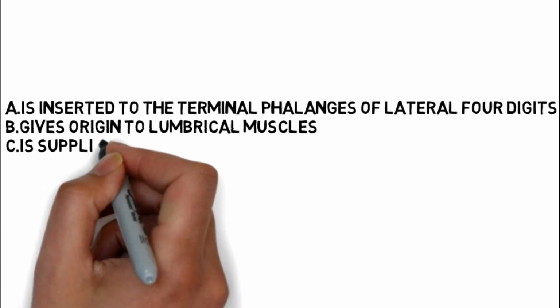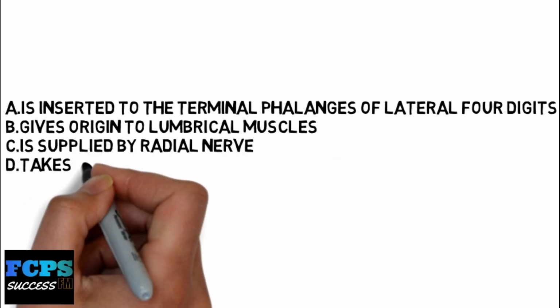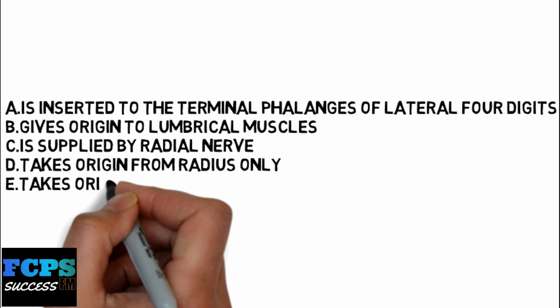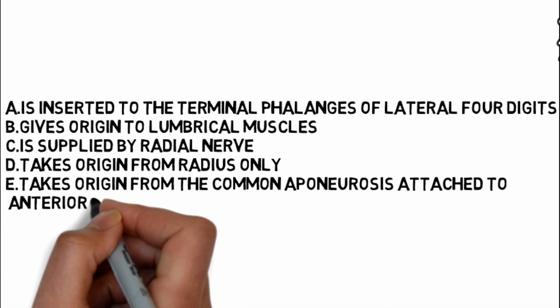Option D is it takes origin from radius only. Option E is takes origin from common aponeurosis attached to anterior border of ulna.